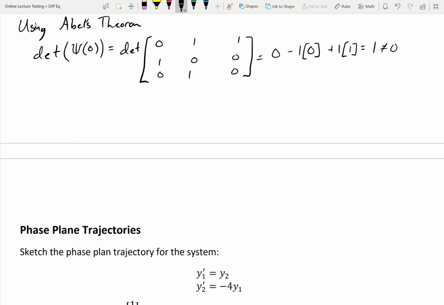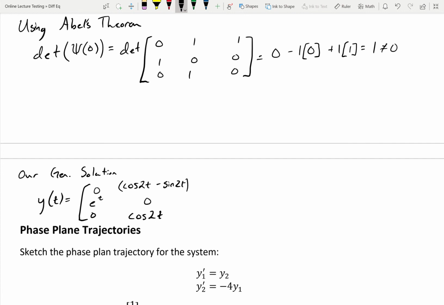Therefore, our general solution is of the form y of t is equal to 0, e to the t, 0, cosine of 2t minus sine of 2t, 0, cosine of 2t, and then cosine of 2t plus sine of 2t, 0, sine of 2t, times our C1, C2, and C3. And that's all we have to do.